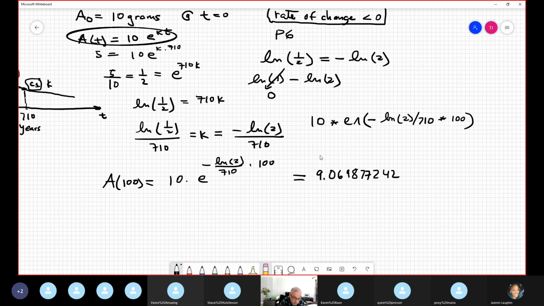However, they want you to round. You round to the nearest two decimal places. It's 9.07 because the next digit after the one you want to round is greater than or equal to 5, so you increase by one more. And the option is C. Any question?